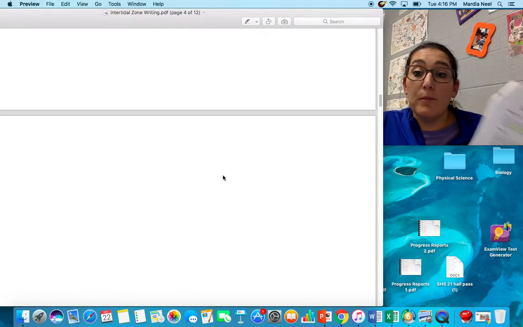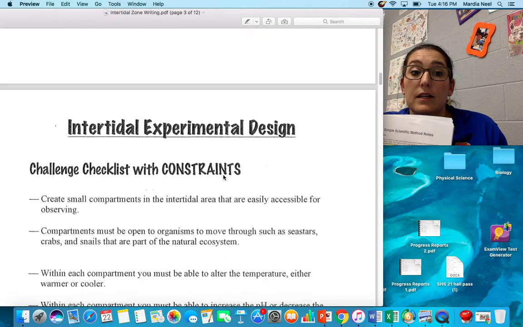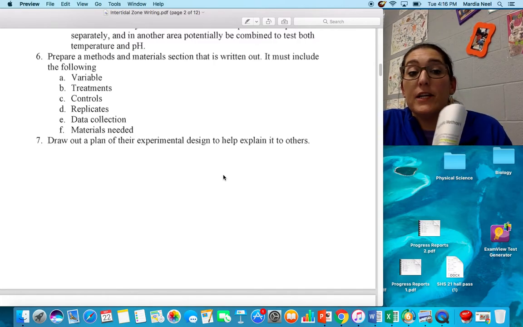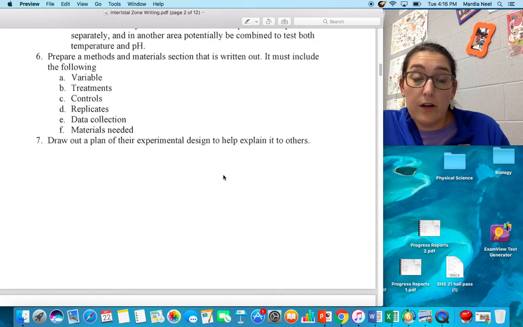Once you have come up with a design, you need to write out the materials and methods. When you write out your materials and methods, you need to make sure that the following things are listed. The variables. What are the variables? What's different between each pool? What are the controls? What are the replications? How often are you going to replicate it?